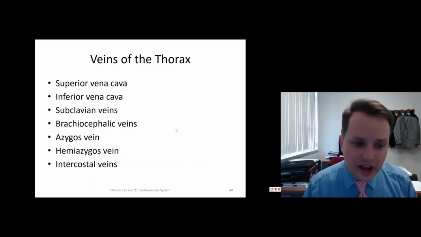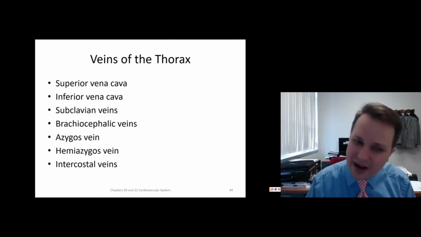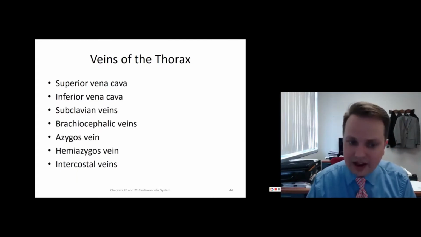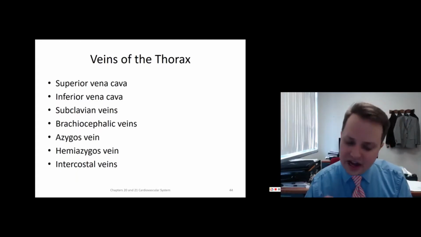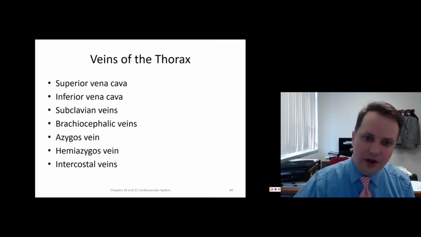So anyway, the azygous and hemiazygous. Azygous means it is part of a pair. It's a paired vein. Hemiazygous is half of that pair. So the azygous and hemiazygous will form a pair that we'll talk about. Then we're going to look at the intercostal veins.